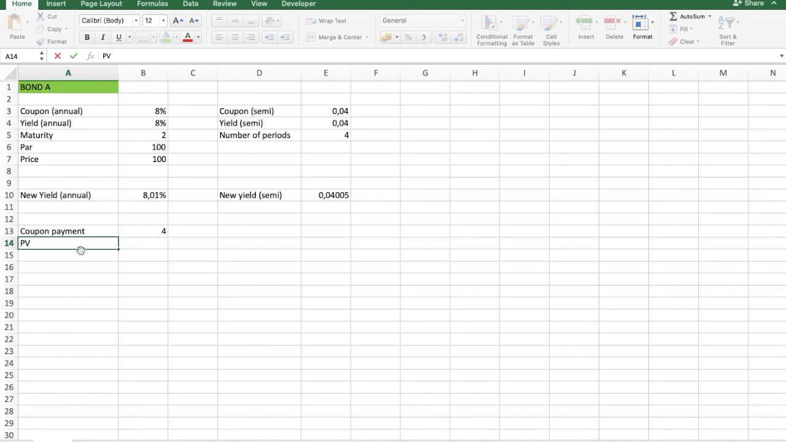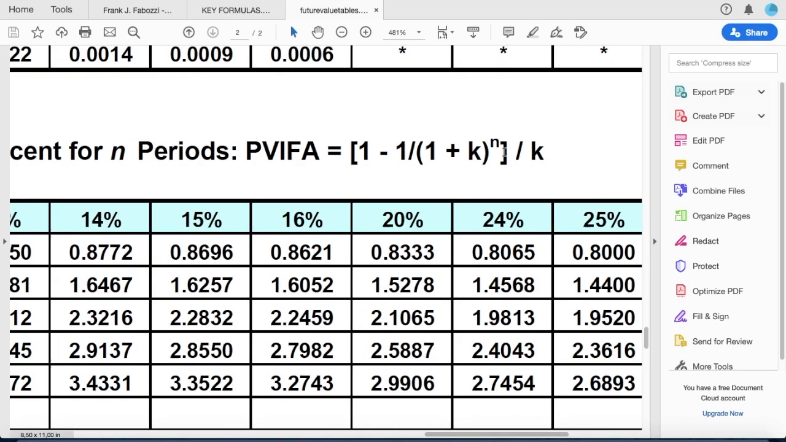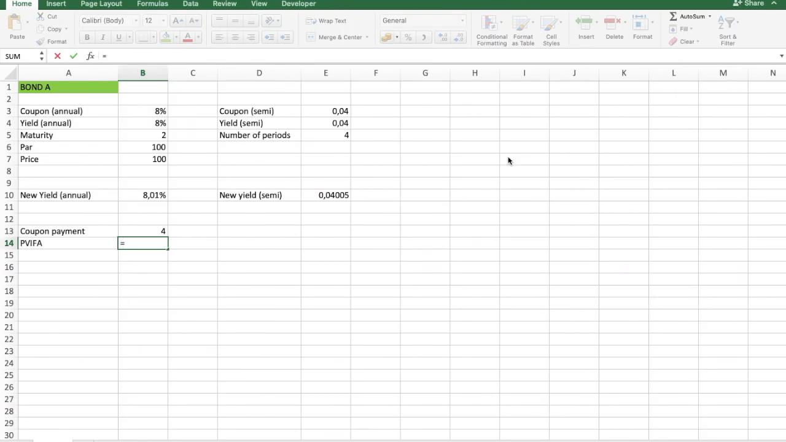So let's start by calculating the present value interest factor annuity, right? As I told you, we'll just rewrite this formula using Excel. So we open the parentheses, 1 minus 1 plus the yield to maturity. Remember, we have to use the semi-annual yield to maturity, the new one, this one, see?